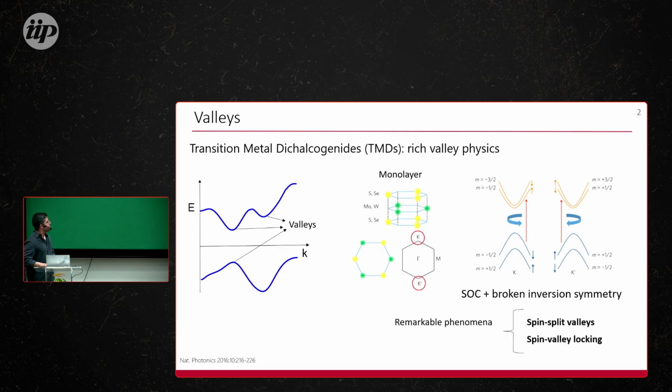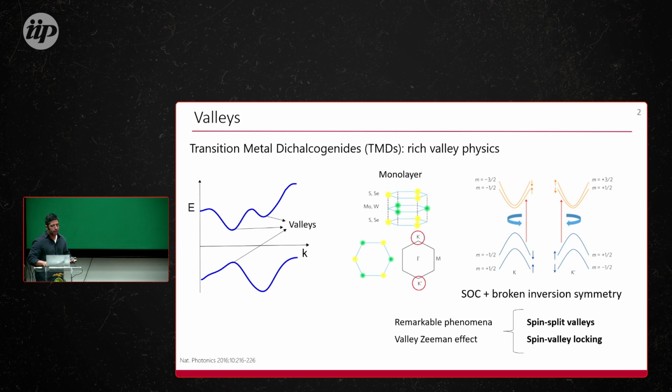So what is so interesting about this material? If you combine the spin orbit coupling plus the broken inversion symmetry, just selecting those valleys, we can have a spin split valley. We can have spin valley locking, and all of this has some remarkable phenomena from the fundamental physics point of view. One of them, which I'm going to demonstrate here, is the valley Zeeman effect. So this is why we are interested in TMDs, just for you to know what kind of material and why I'm using it.